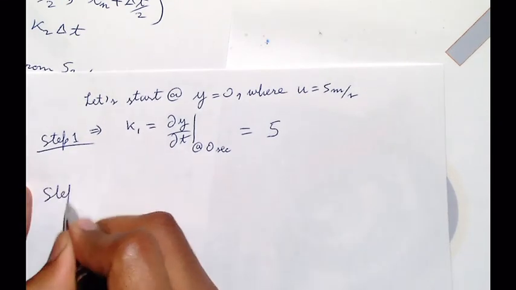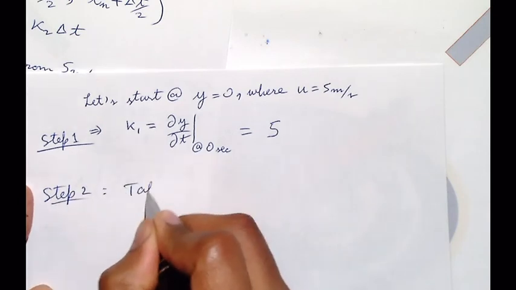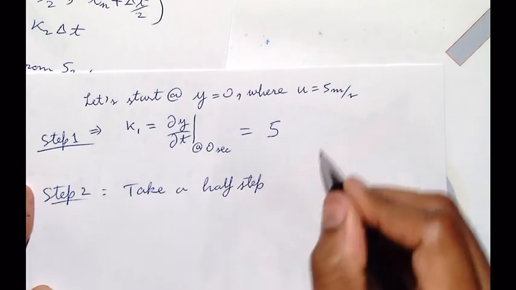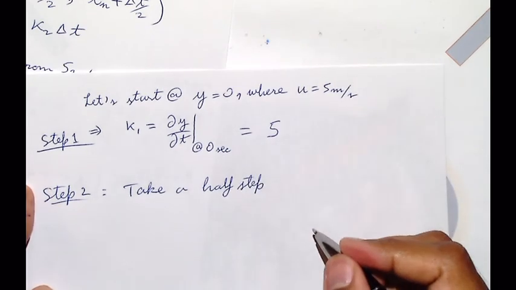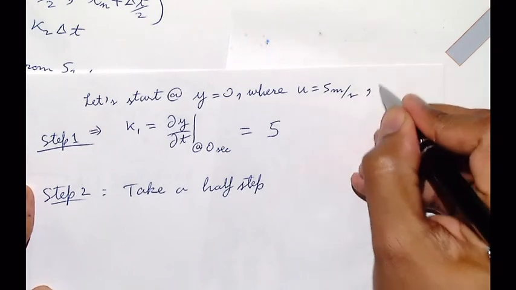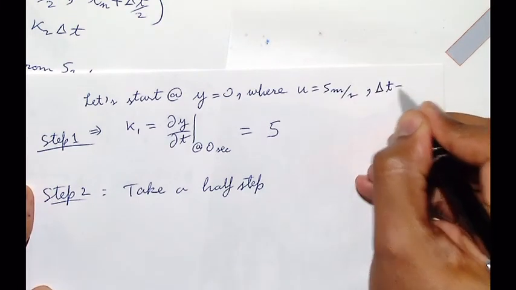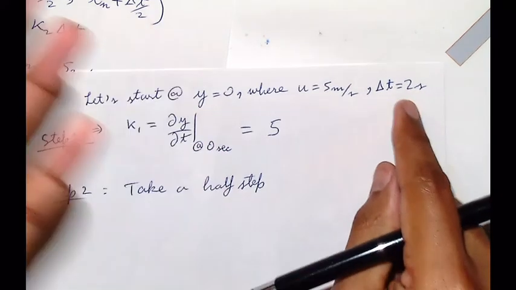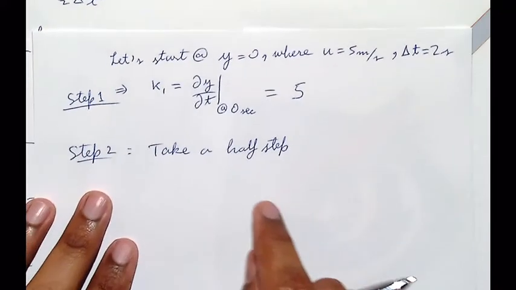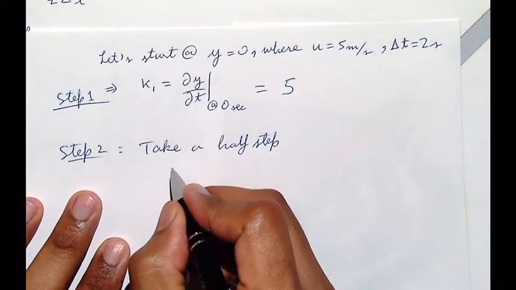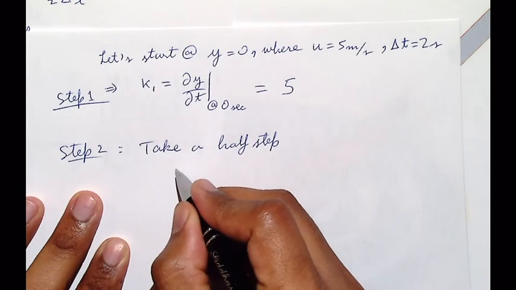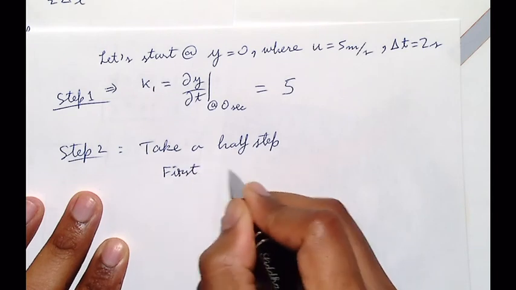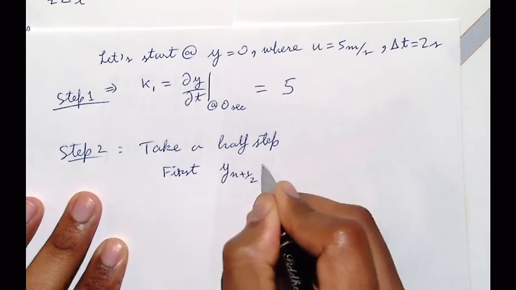Okay, step 2 is take a half step. My delta t that I want to go is 2 seconds. That's what I'm interested in. What happens after 2 seconds? Take a half step, meaning where should we end up? So first, what is new y? y at n plus half is equal to what?